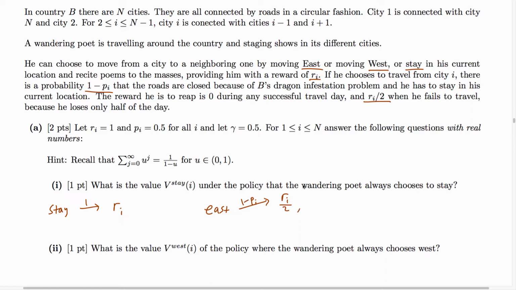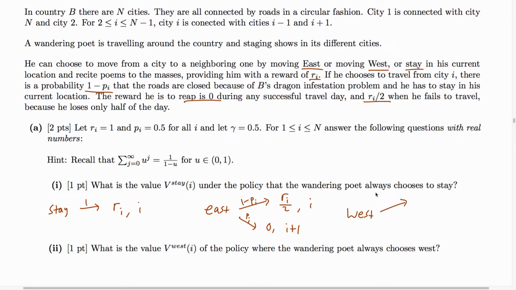And he's going to stay in location I. And if you stay, you obviously stay in city I as well. If you go east and you succeed, well, the probability is p sub I, because you either fail or succeed. If you succeed, the reward is 0, but you are now in city I plus 1 because you went east.